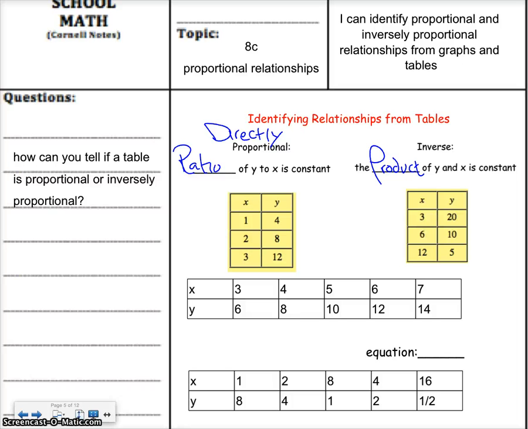Okay, so I'm going to go ahead and start with this first one. So I have the ratio of 4 over 1, 8 over 2, 12 over 3. Are they all the same? Yep. Which is 4, 4, 4. So this is directly, and you'll have to specify that for me today. Directly, and my equation is y equals 4x.